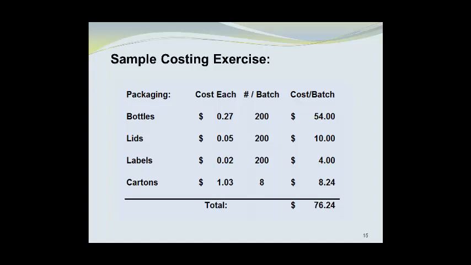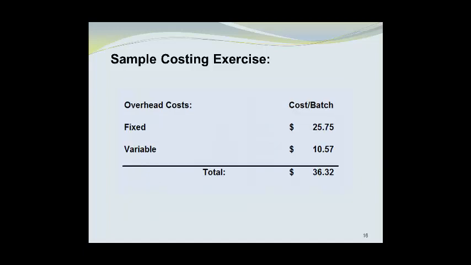We have the unit cost of each of those there. Then we can multiply the unit cost times the number per batch to get the total cost of each component per batch. And as you can see here, the total cost of packaging is $76.24.